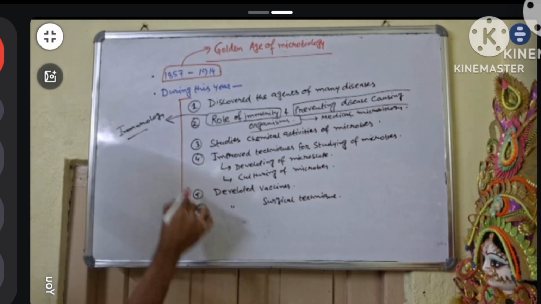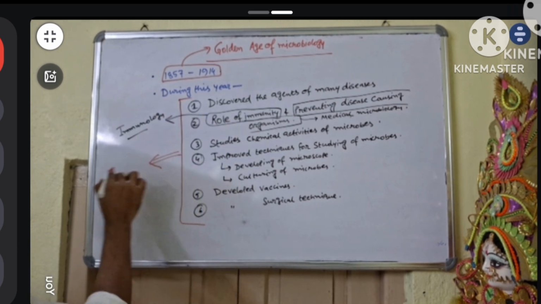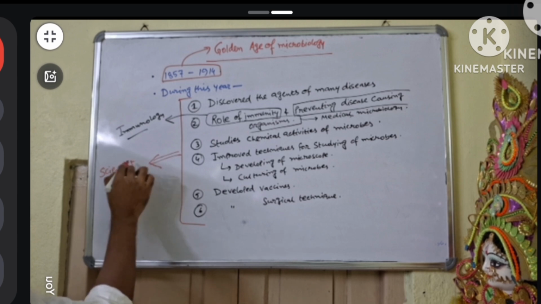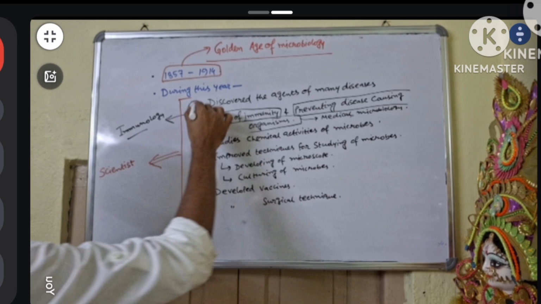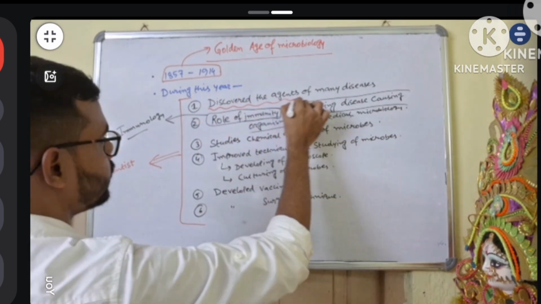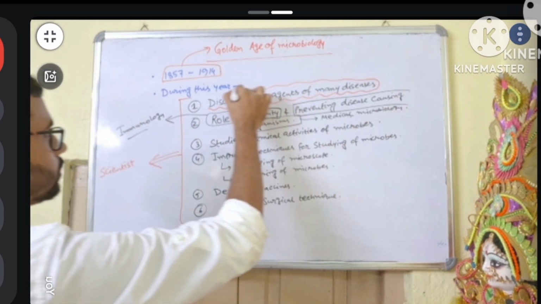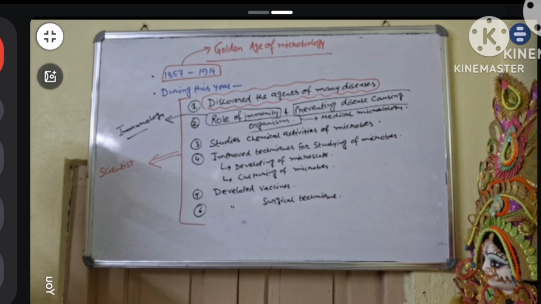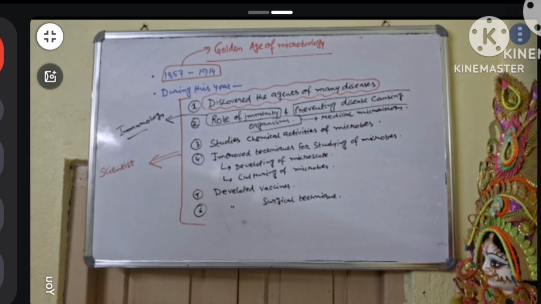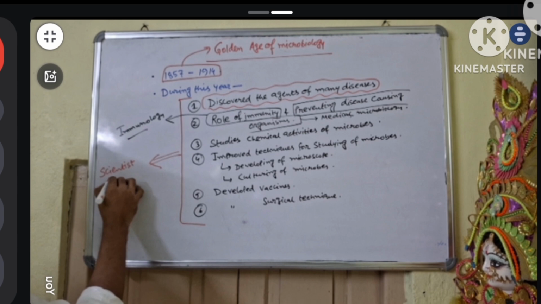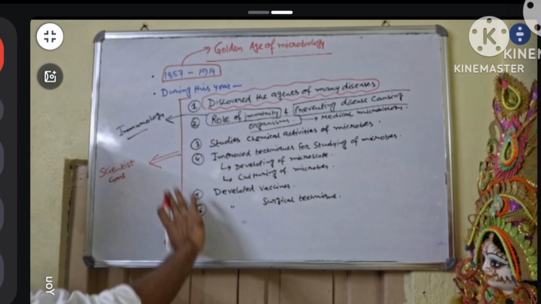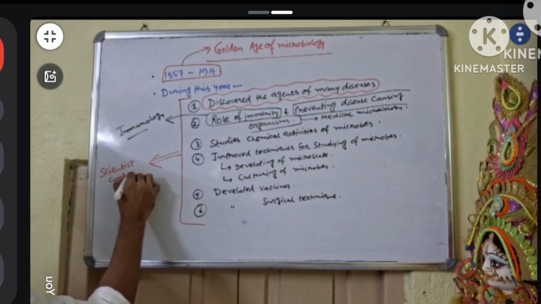For these discoveries, there are also some scientists' contributions, and we are looking to cover that one by one in the next class. First, the next class will cover the discovery of the agents of many diseases. There is also a controversy that we will discuss in the next class. Various scientists' contributions are also there in the discovery.